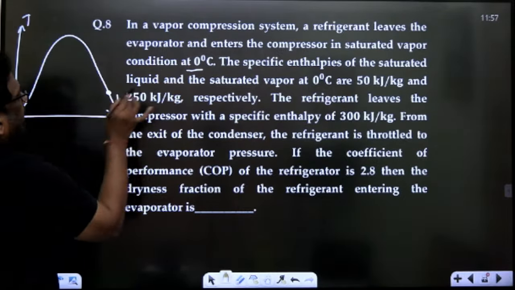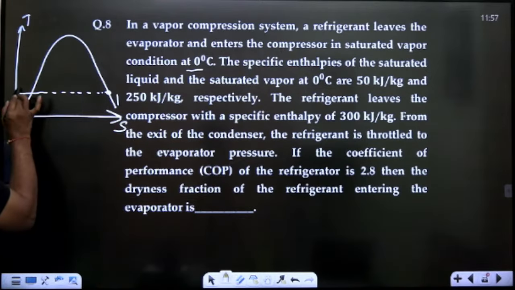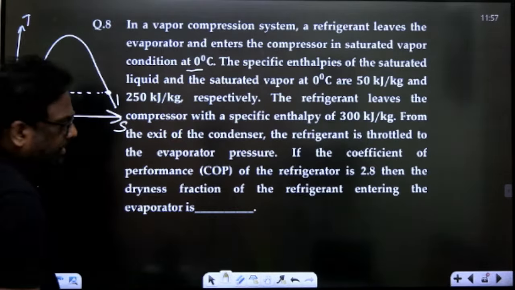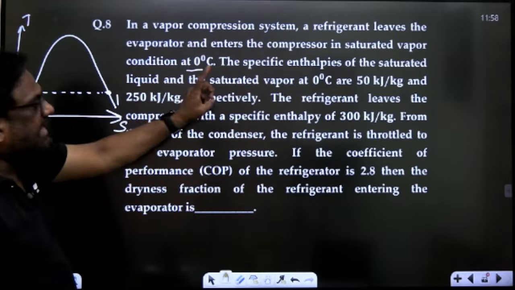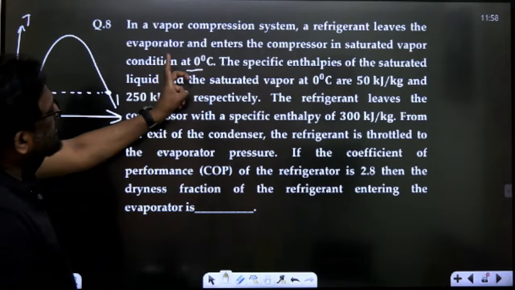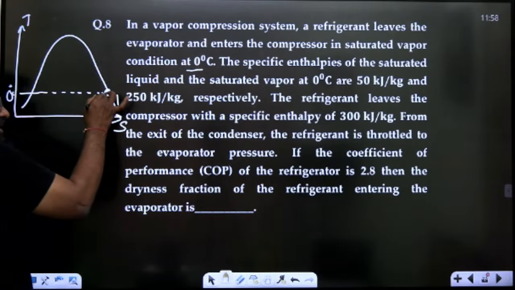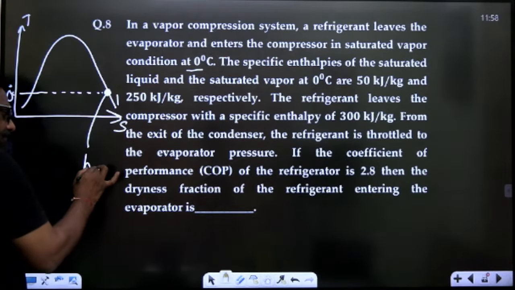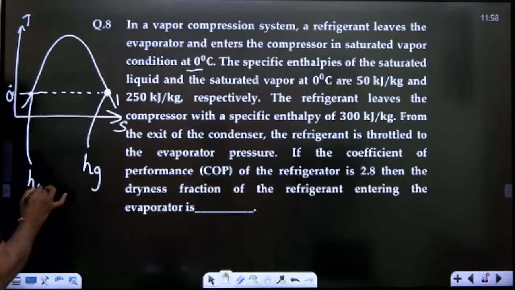What is the temperature given? At 0 degrees centigrade. This temperature is given as 0 degrees centigrade. The specific enthalpy of the saturated liquid and saturated vapor at 0 degrees. So here the enthalpy is given, saturated vapor and saturated liquid.